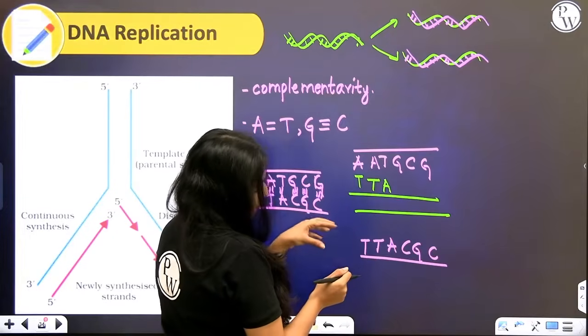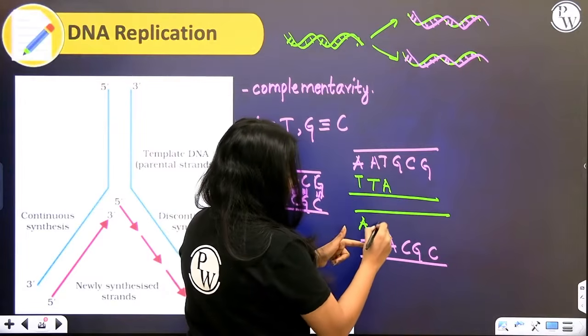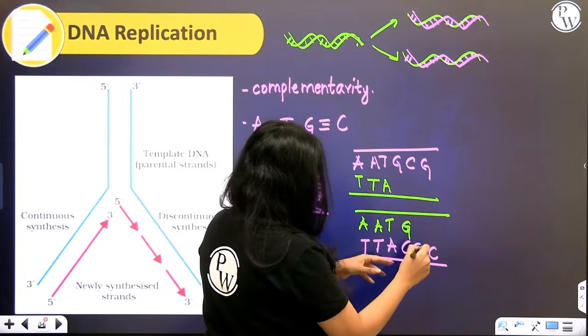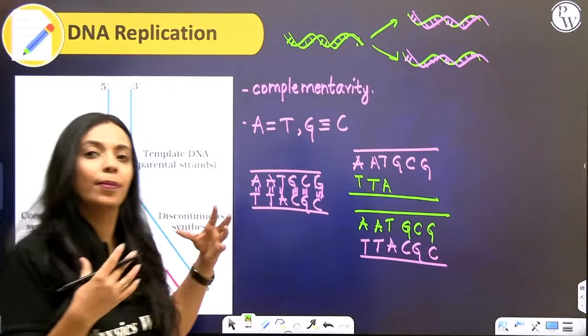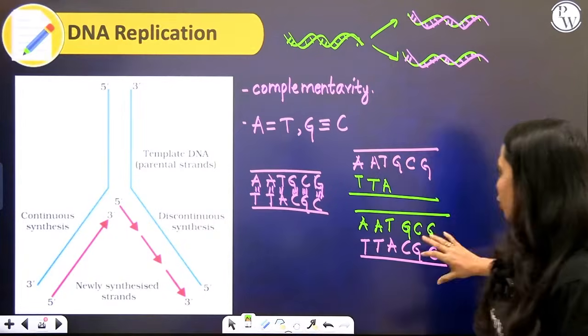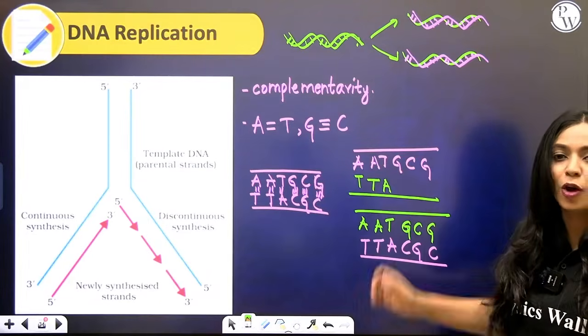So the DNA polymerase reads that there's a T in the template strand, it will add an A. It sees there's a T, it will add an A. If there is an A, it will add a T. If there is a C, it will add a G. If there is G, it will add a C. So likewise, after the process of replication is completed, you will get two copies or two molecules of DNA from one copy, and how this happens is based on the principle of complementarity.